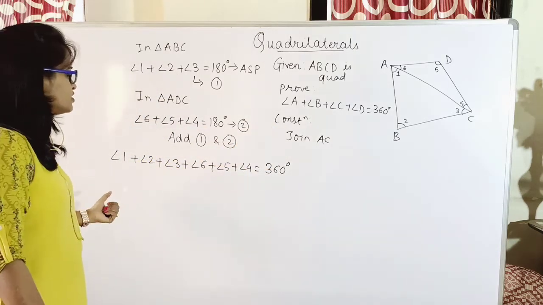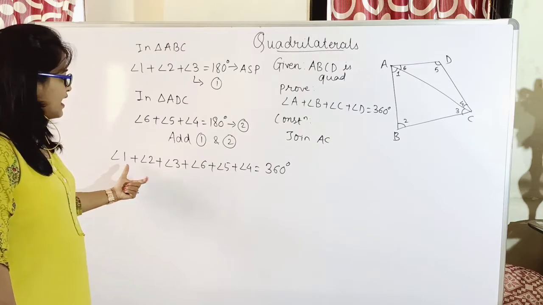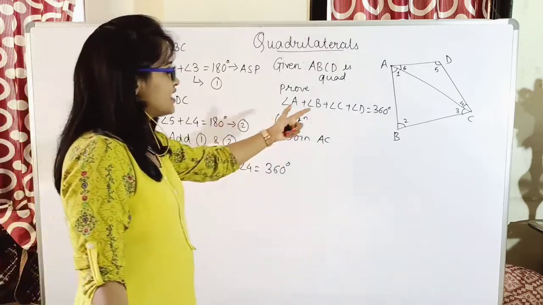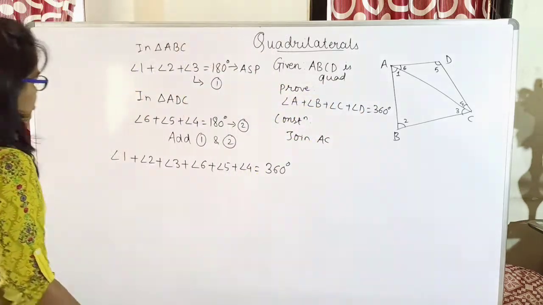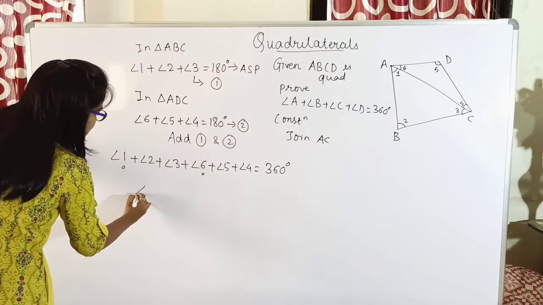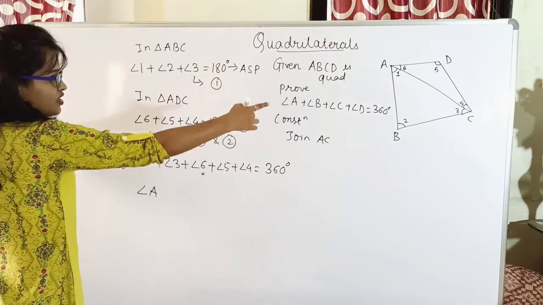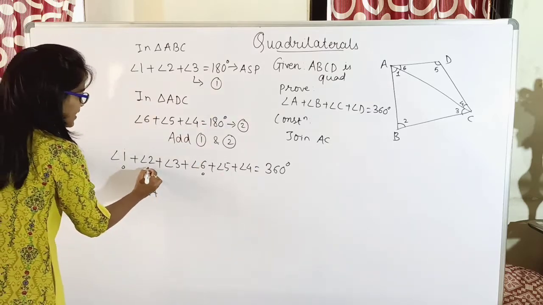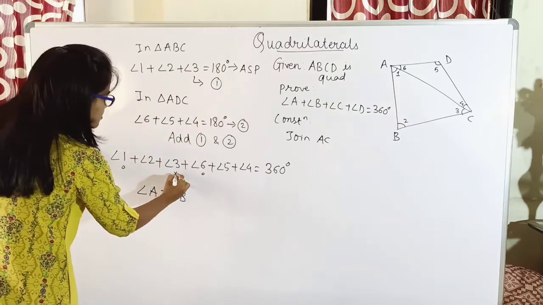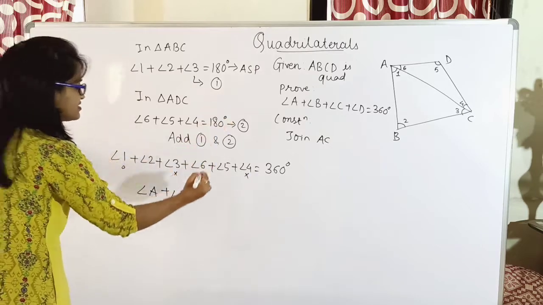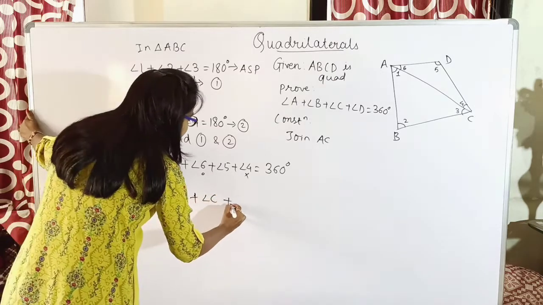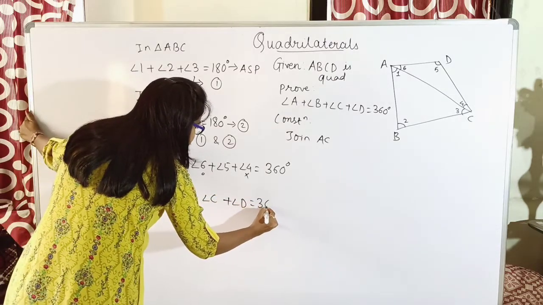Further, now angle 1 and angle 6, they are actually which angle? If you add angle 1 and angle 6, as you can see, that is nothing but your angle A. So let me write it down together. Angle 1 plus angle 6 gives me angle A. Further, what is angle 2? Angle 2 is nothing but your angle B. Whereas what are angle 3 and angle 4? Angle 3 and angle 4 make my angle C. Whereas what is your angle 5? It is nothing but your angle D, and this gives me 360 degrees.